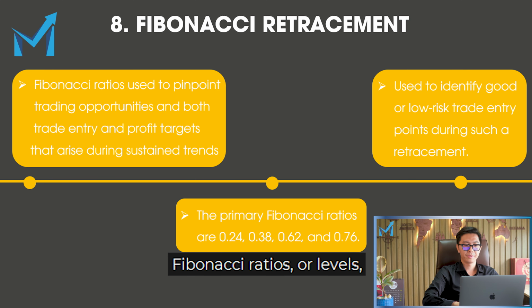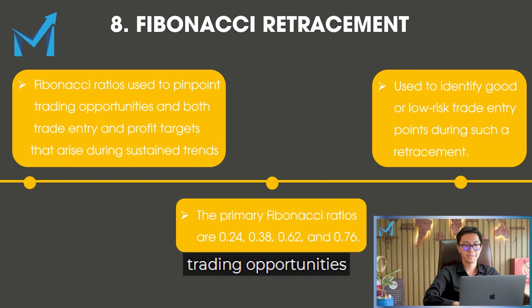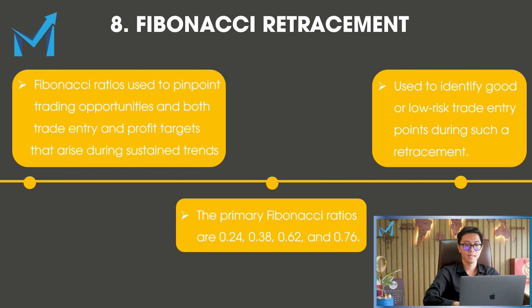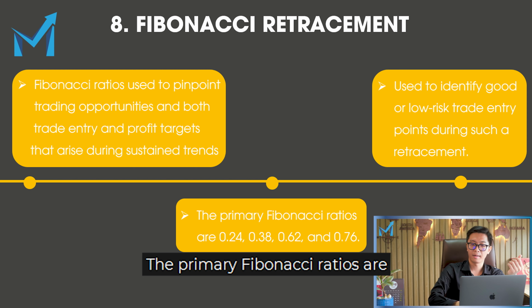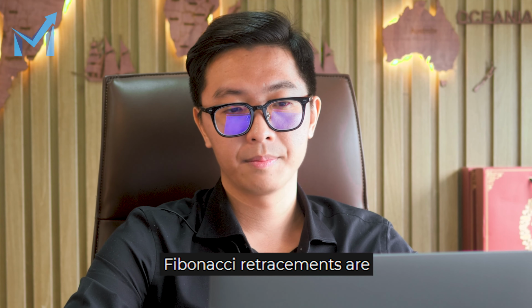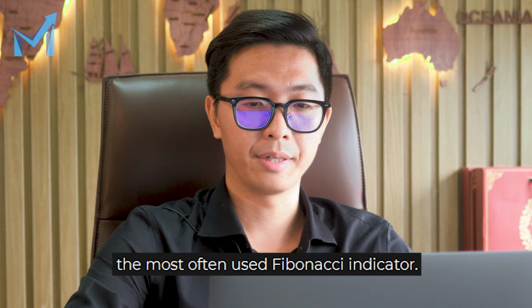Fibonacci ratios or levels are commonly used to pinpoint trading opportunities, both trade entry and profit target, during sustained trends. The primary Fibonacci ratios are 0.24, 0.38, 0.62, and 0.76. Fibonacci retracements are often the most used Fibonacci indicators.